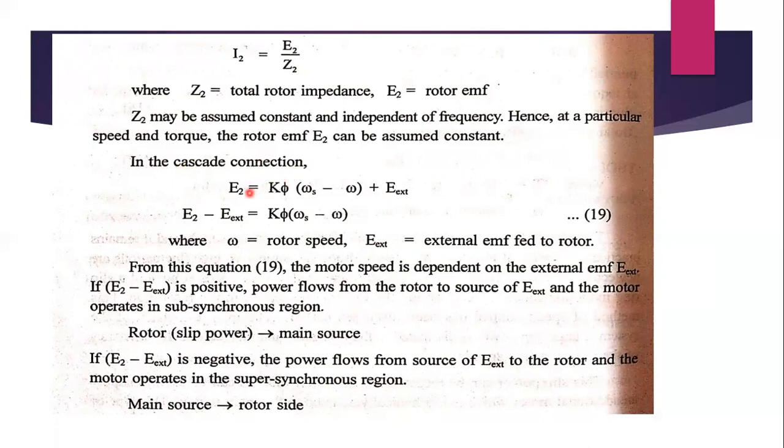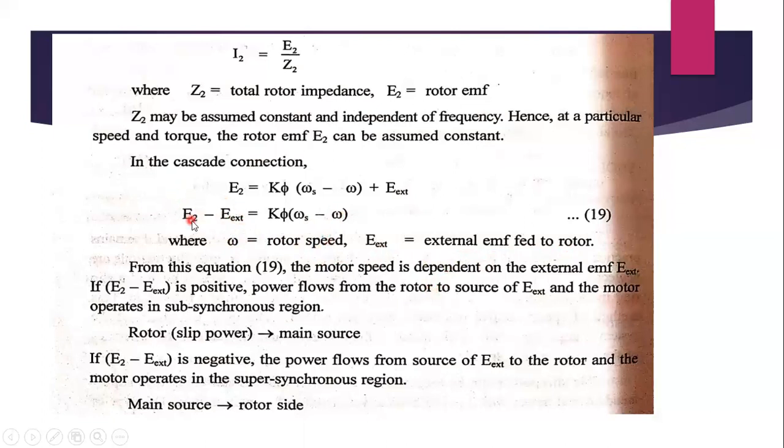Because of that, the EMF induced in the rotor, E2, is equal to K into phi into omega s minus omega m, plus the external EMF. So E2 minus E external is equal to K into phi into omega s minus omega, where omega is the rotor speed and Ext is the external EMF fed to the rotor. So E2 minus E external.